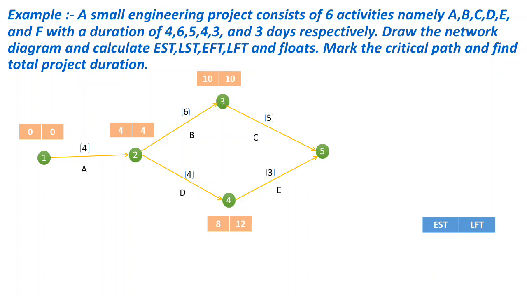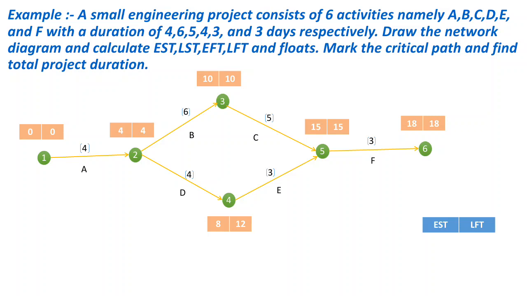And when we go from 3 to 5, 10 plus 5 equal to 15. So we have two values, 15 and 11. But we have to take the maximum value. Okay. So here for event 5, EST is 15. For event 6, we have 15 plus 3 equal to 18.